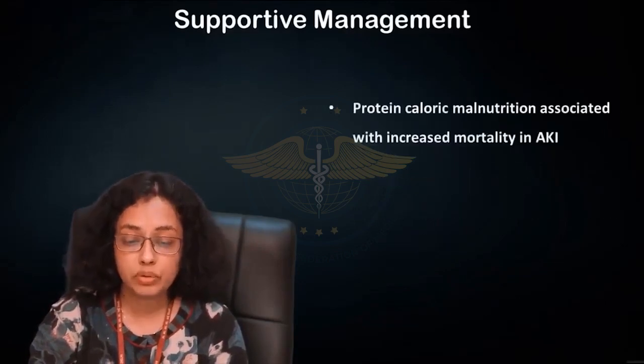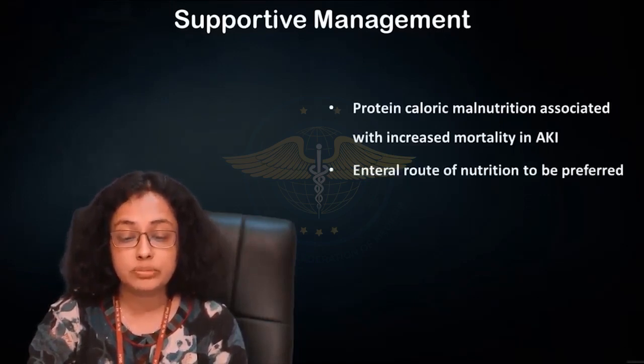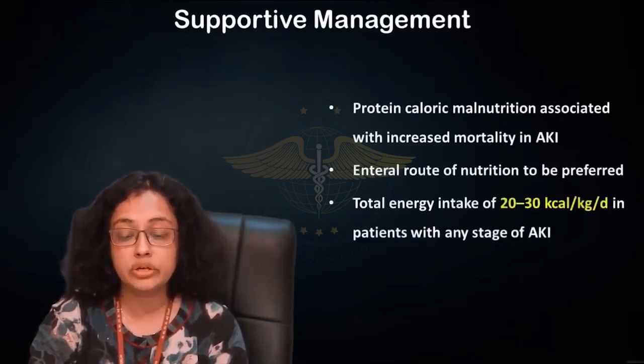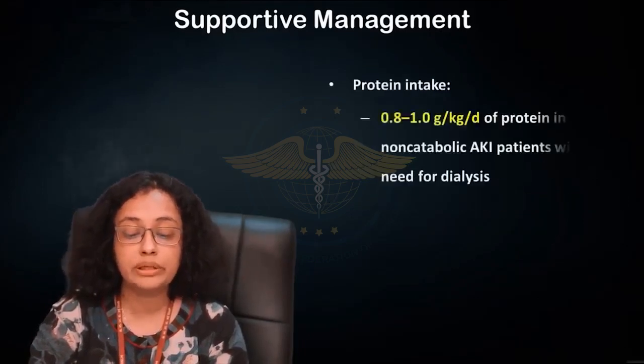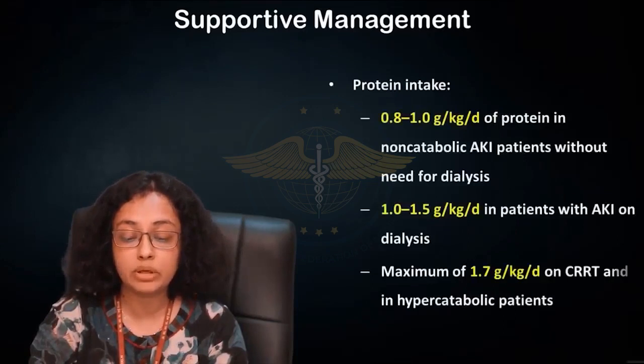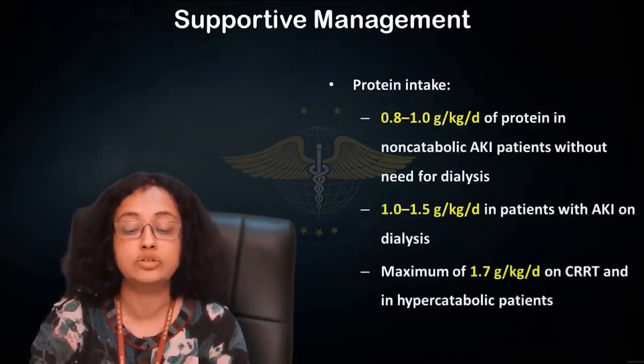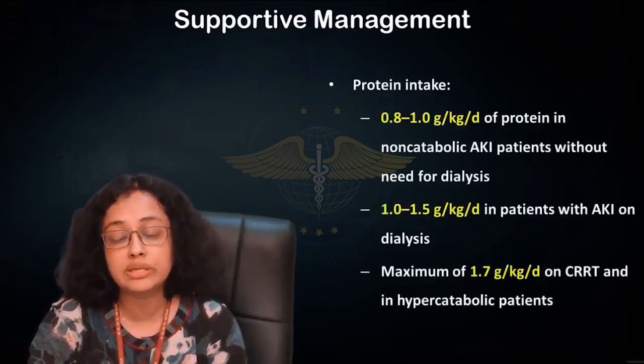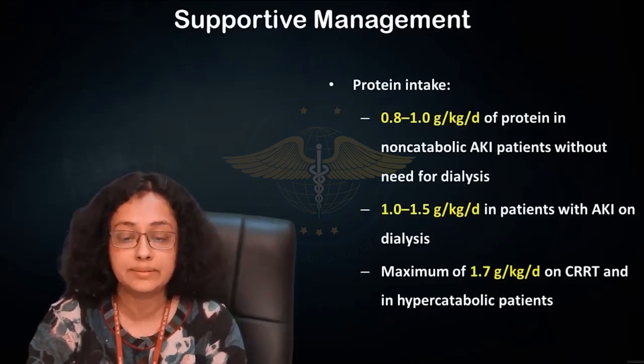Maintaining nutrition is important as these patients are hypercatabolic. Enteral route of nutrition should be preferred. Energy intake should be around 20 to 30 kilocalories per kg per day. And the protein intake should be around 0.8 to 1 gram per kg per day in non-catabolic patients who do not need dialysis. And the protein intake should be increased in patients who require dialysis.